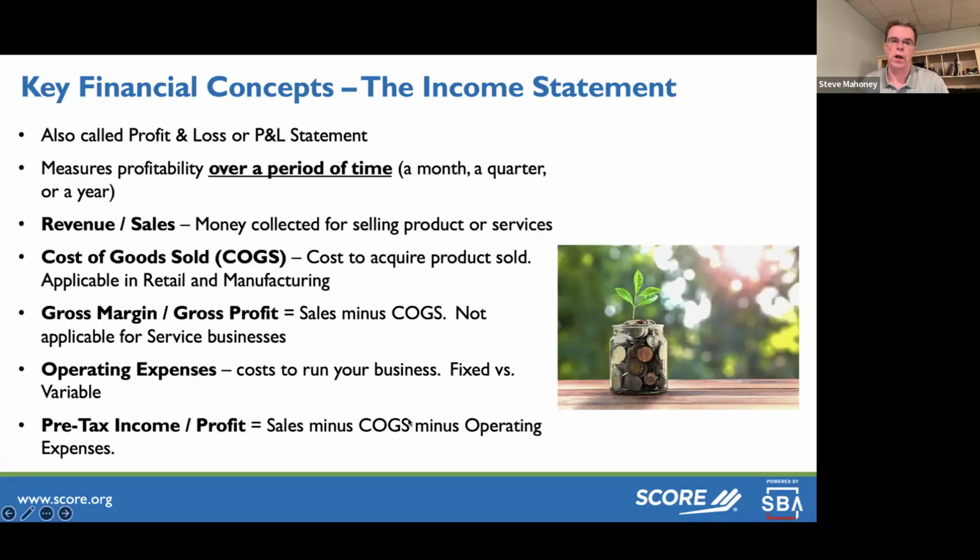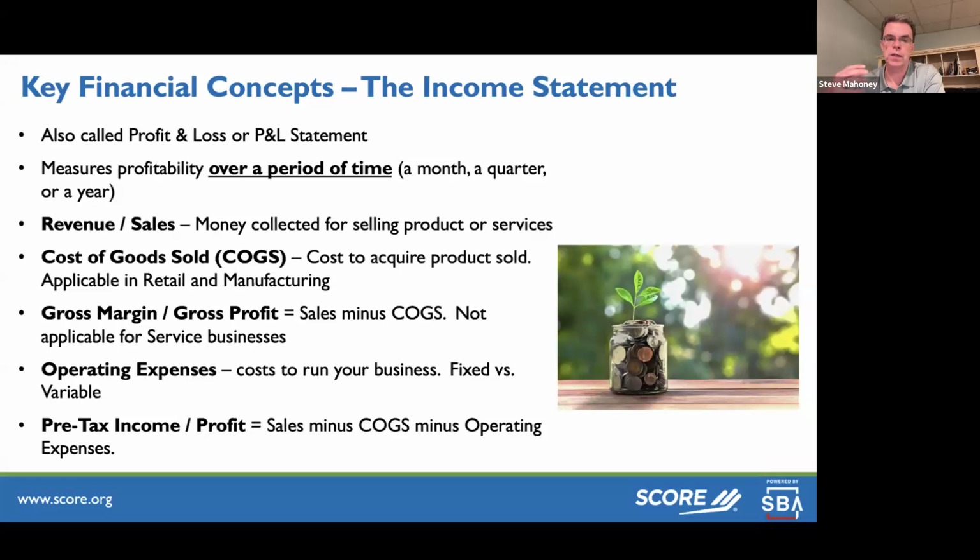The next concept that you'll hear about is called gross margin or gross profit. This is simply sales minus cost of goods sold. So think about this as if you're buying something for $20 and you're reselling it for $30 per unit, that $10 difference is your gross profit. And so this is, again, not really applicable for services businesses, but that's the key concept to understand for something like a retailer or manufacturer.